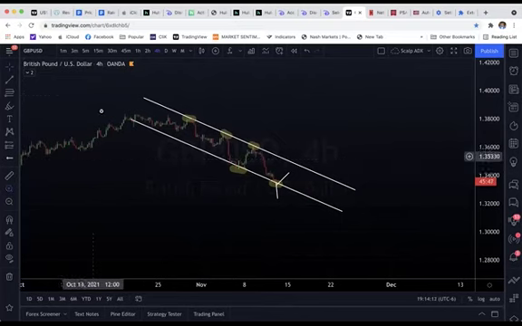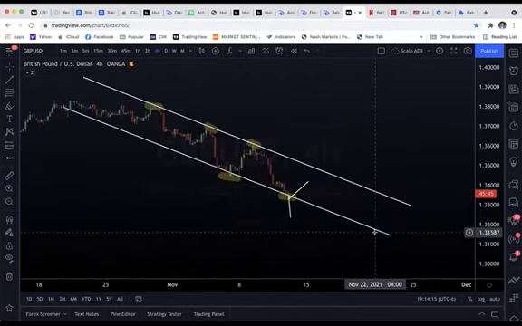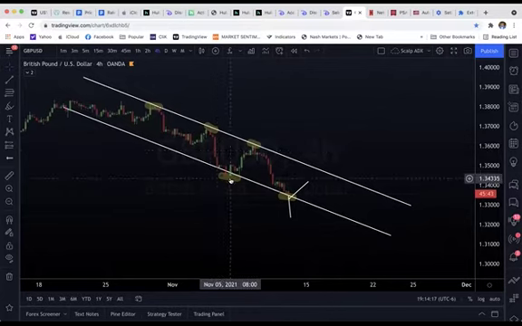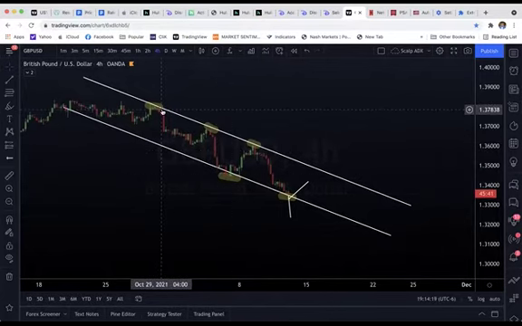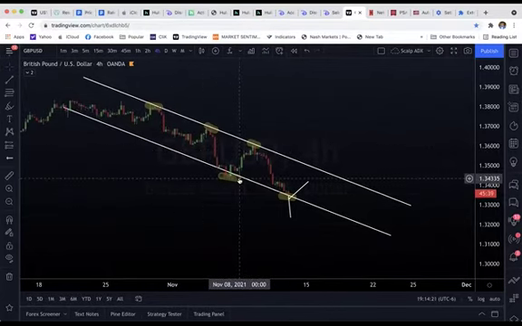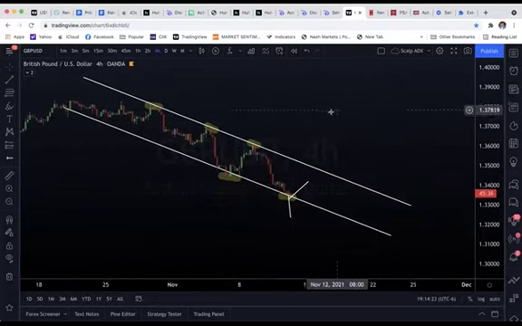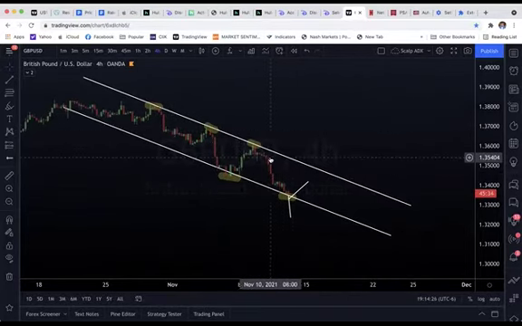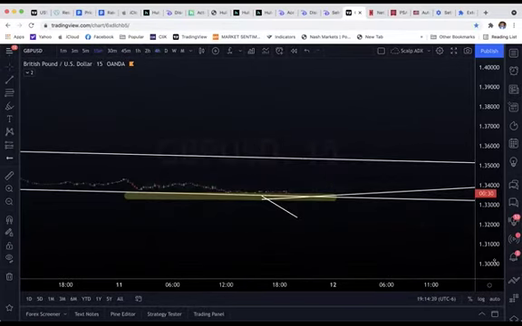All right. And as we can see, it is respecting both the top and the bottom. So this is kind of a channel. And so the question was asked based upon what we see here, going down maybe to the 15-minute, zooming out.